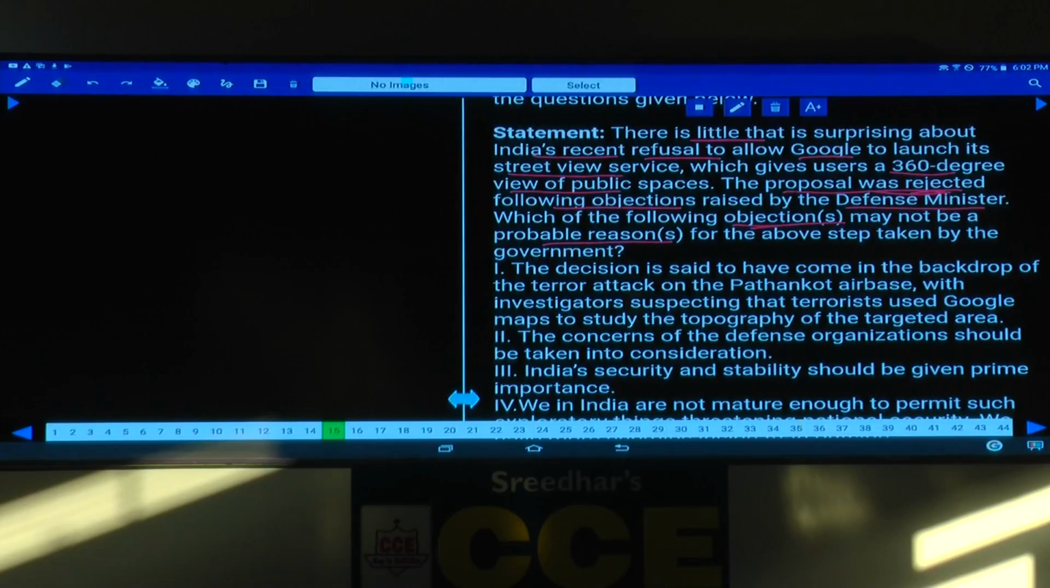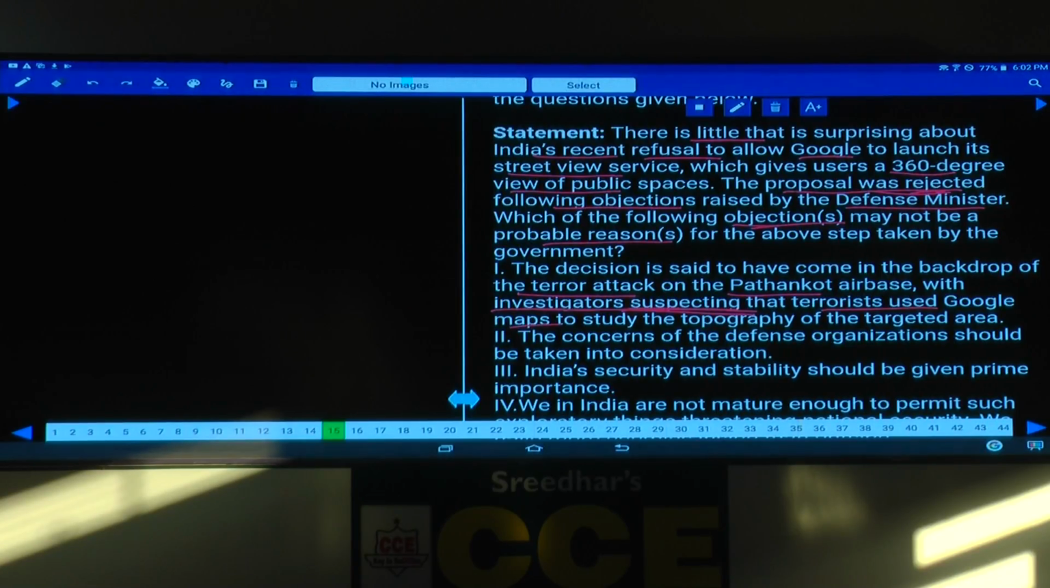Then the decision is said to have come in the backdrop of the terror attack on the Pathankot airbase, with investigators suspecting the terrorists used Google Maps to study the topography of the targeted area. Now recently, on this Pathankot issue, these terrorists have targeted by using these Google services only. And that is the very basic reason why this government, the defense ministry, is not giving the permission.